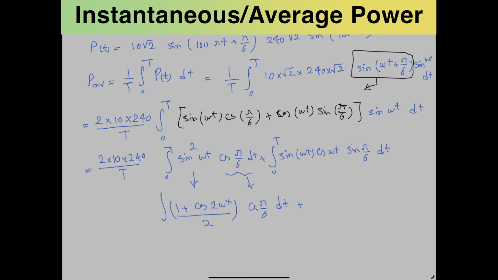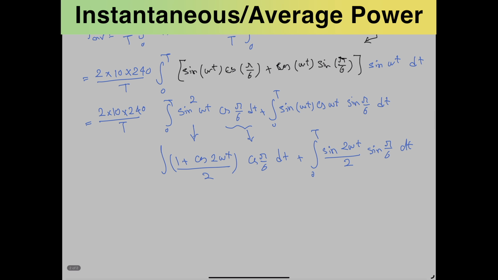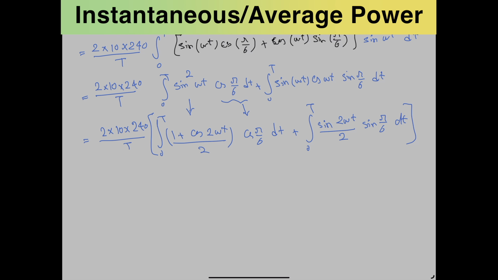In the second form, sine omega and cos omega is a multiplication that can be simplified with sine 2 omega as follows. So it'll be sine 2 omega t divided by 2 multiplied by sine pi over 6. And again, the integration from 0 to t dt. So we'll keep this multiplication 2 times 10 times 240 divided by t at the very beginning as well. So let's calculate these integrations.